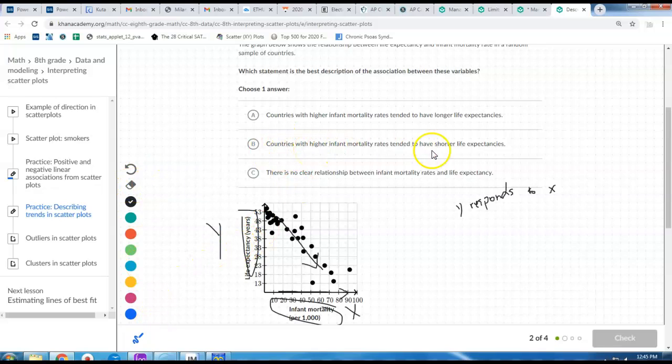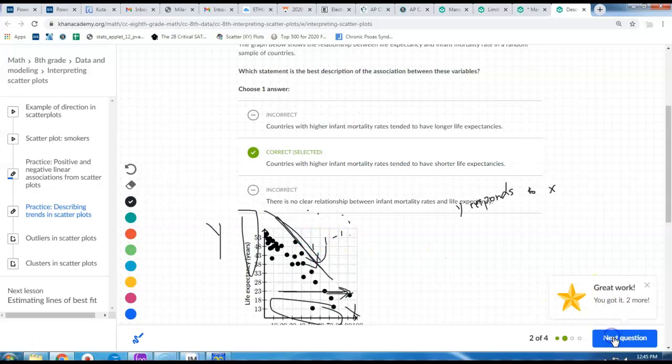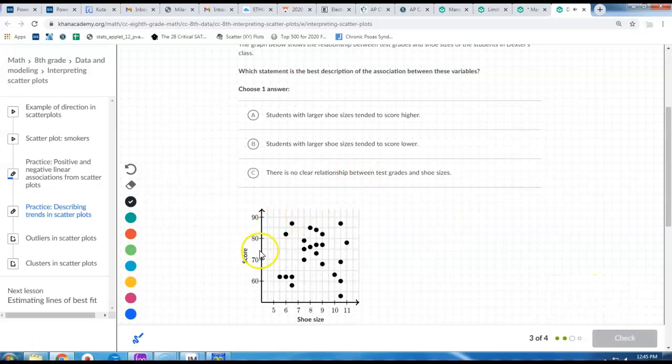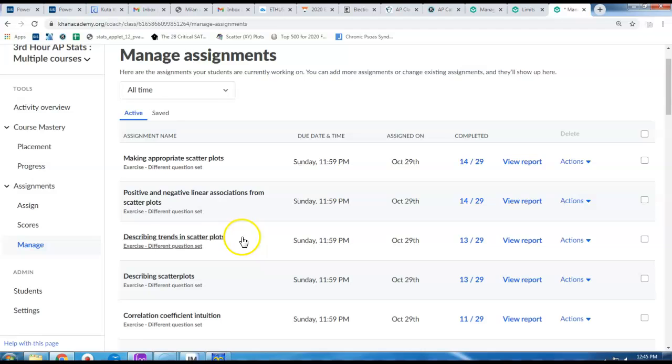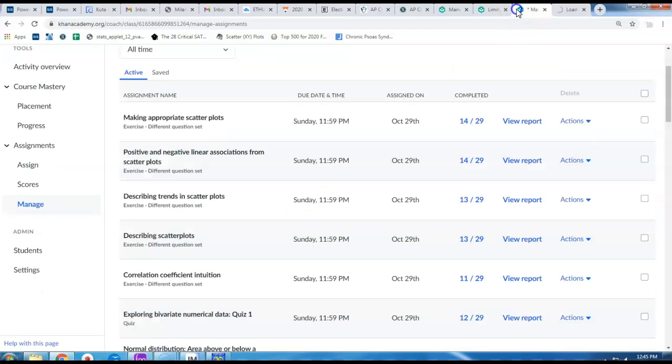Higher infant mortalities tend to have shorter life expectancies. Yeah, as this goes up, this appears to be going down. So as I go to the right, the values get smaller. So that's B. So no clear relationship. Again, it would be just like a jumble of nonsense in there. So it's not true that as it goes up, it goes down. There is just no clear relationship because that's a jumbled mess. So that was not too bad. Describing scatter plots.